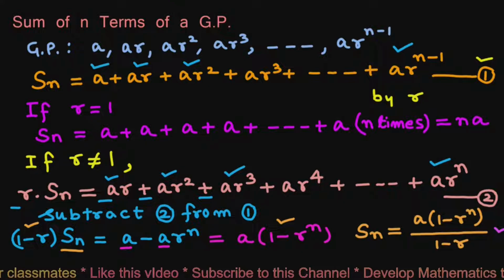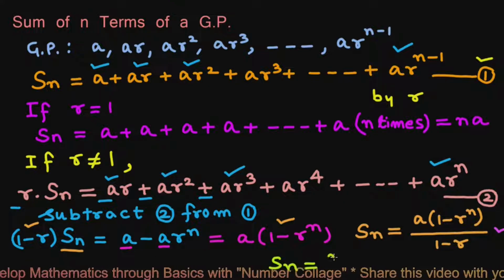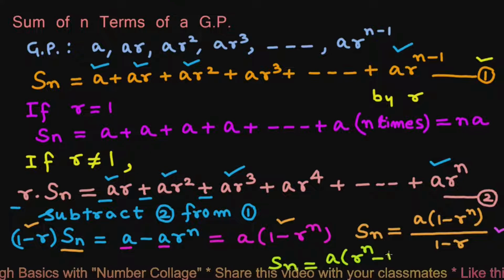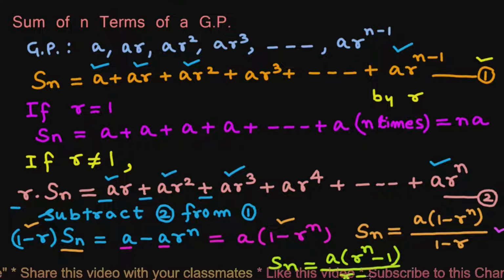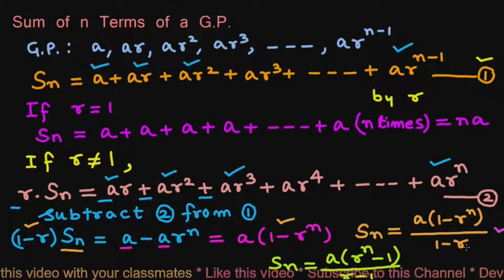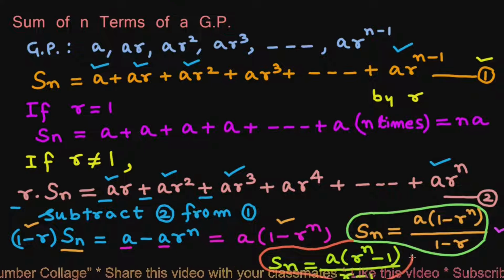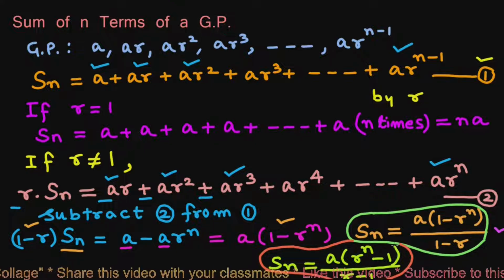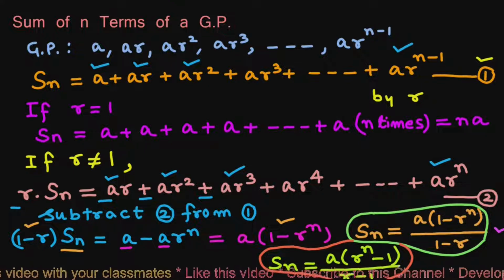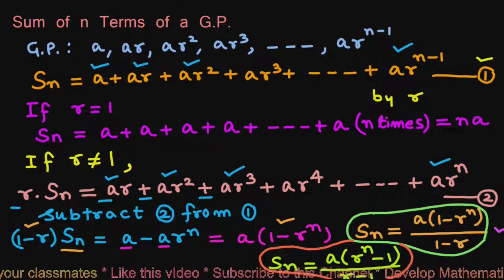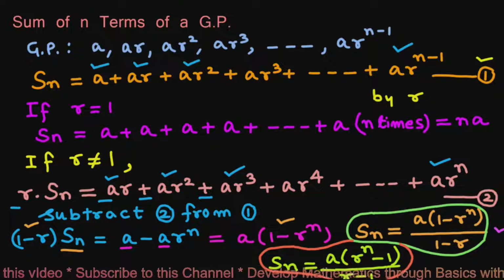Same sum, by reversing the signs, we can write Sn equals A into R power n minus 1 upon R minus 1 instead of 1 minus R power n upon 1 minus R. So these are two alternate formulas for finding the sum of first n terms of a GP. Sn equals A times 1 minus R power n upon 1 minus R, or Sn equals A times R power n minus 1 upon R minus 1.